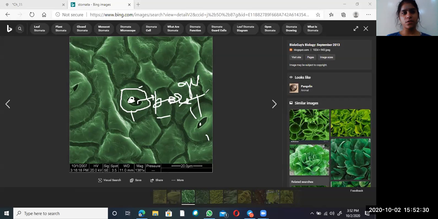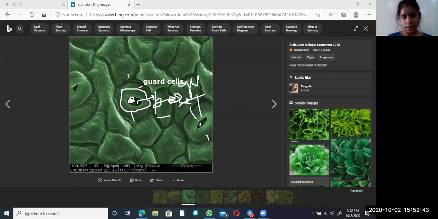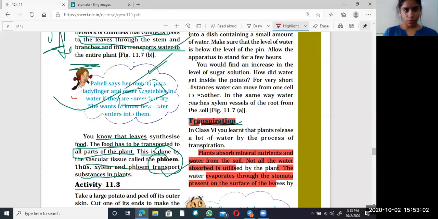Shall I type it or have you understood? Let me type it, it might be better. These coverings are known as guard cells because they are guarding. What is the function of a guard? To protect us, to save us. Same as the function of these cells. These are the guard cells which protect the inner stomata. Okay? I hope the stomata part is clear.